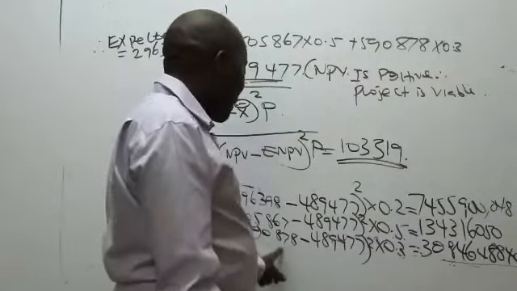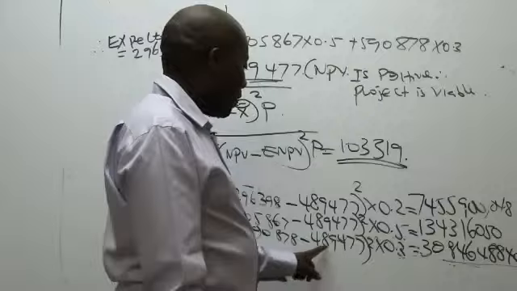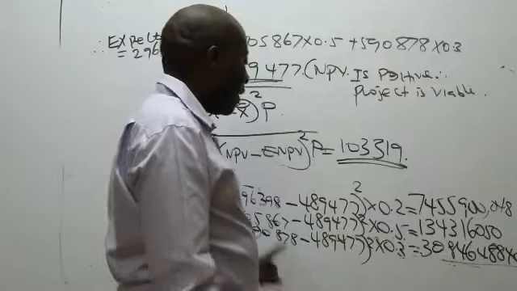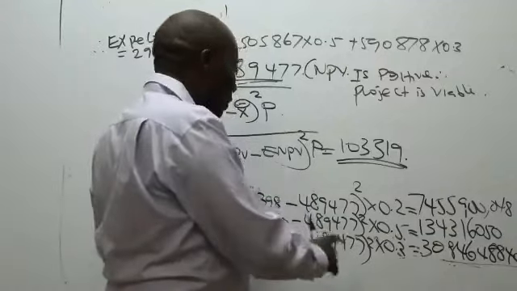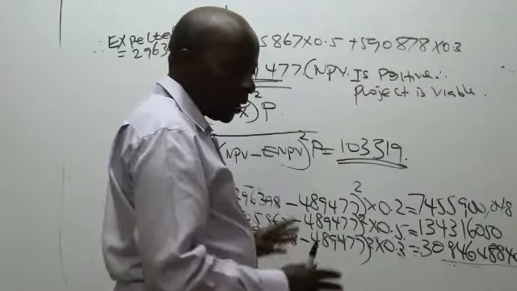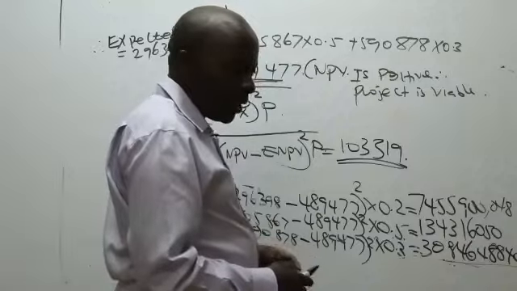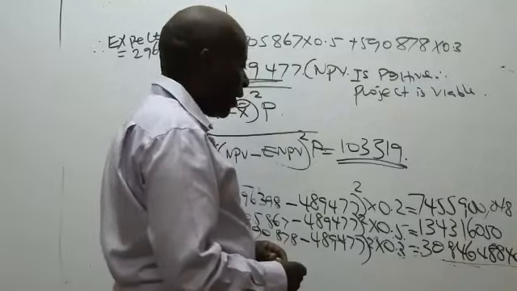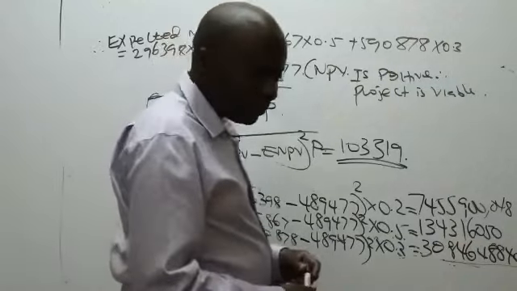Simply take 598.78 minus 489, 477, whatever. Square. First of all, say equals, and then you square, and then you multiply with 0.3. When you square, you kill any negative.